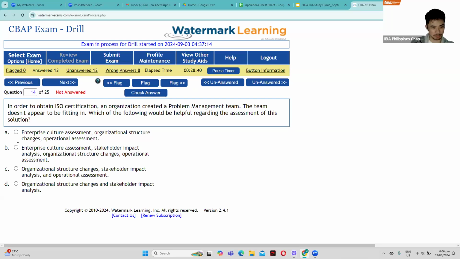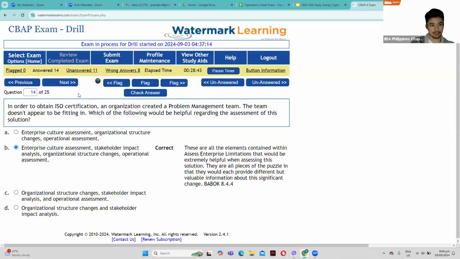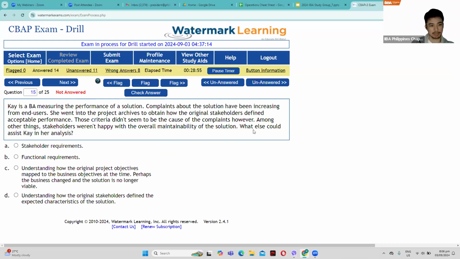Michelle says B. Let's go with that. And good job, Michelle. So these are all elements within the assess enterprise limitations task. So this was a memorization question, obviously. Okay, so K is a BA measuring the performance of a solution.